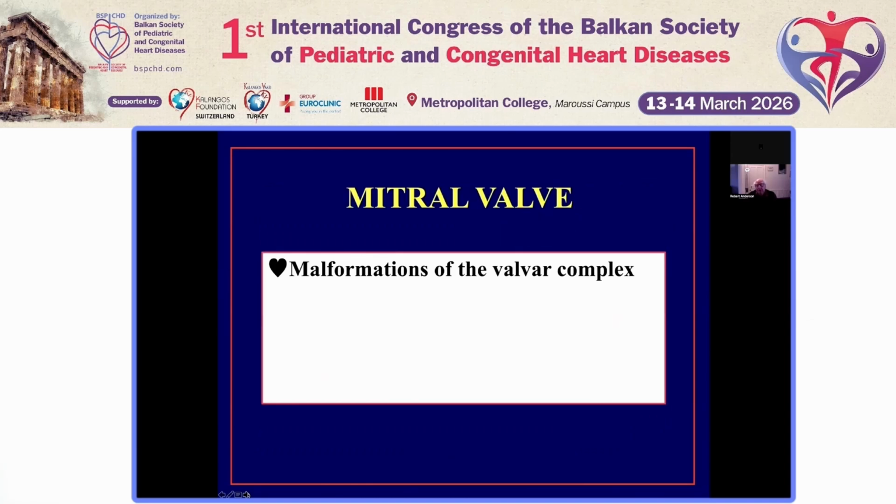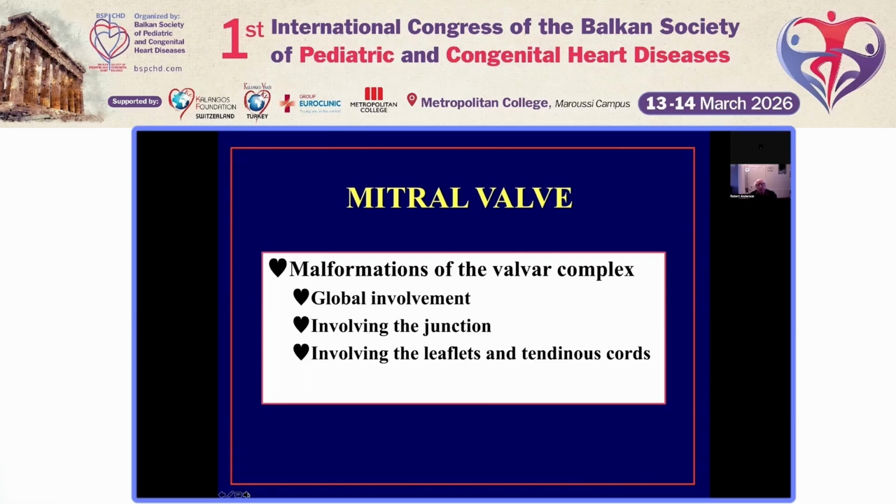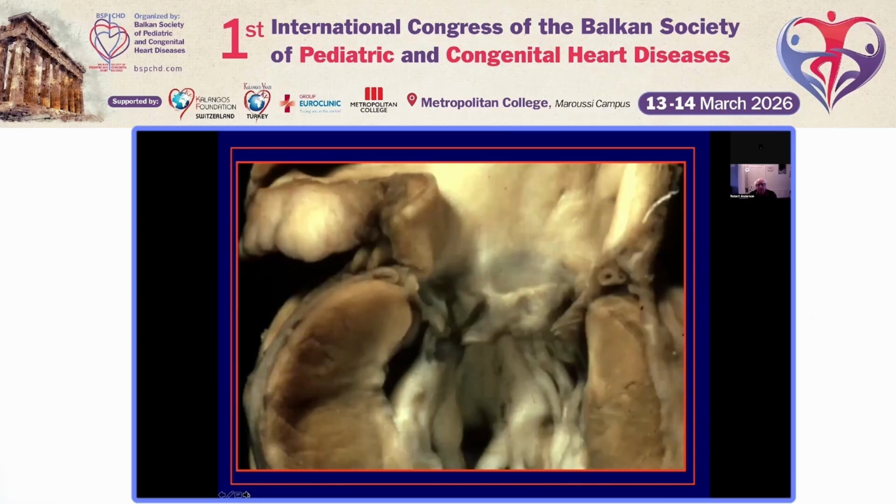Let us now briefly try to put that into the context of the valvar complex and malformations of the mitral valve. You'll not be surprised to know that on occasion all components of the valvar complex can be malformed. But we can also split up the malformations in terms of those that involve the junction, those that primarily involve the leaflets and the tendinous cords, and then those that concentrate upon the papillary muscles. But let's first look at global involvement.